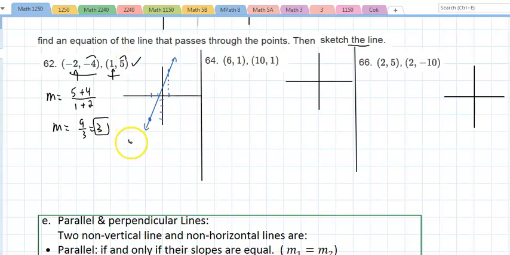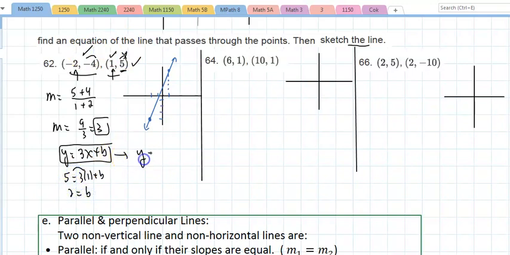I'm going to say y should equal mx plus b. All I need to do is find b. So if I substitute 1 for x and 5 for y, 5 equal 3 times 1 plus b. There's the y. You could use this point, it doesn't matter. So this is 2 equal to b. That means the equation is y equal 3x plus 2.